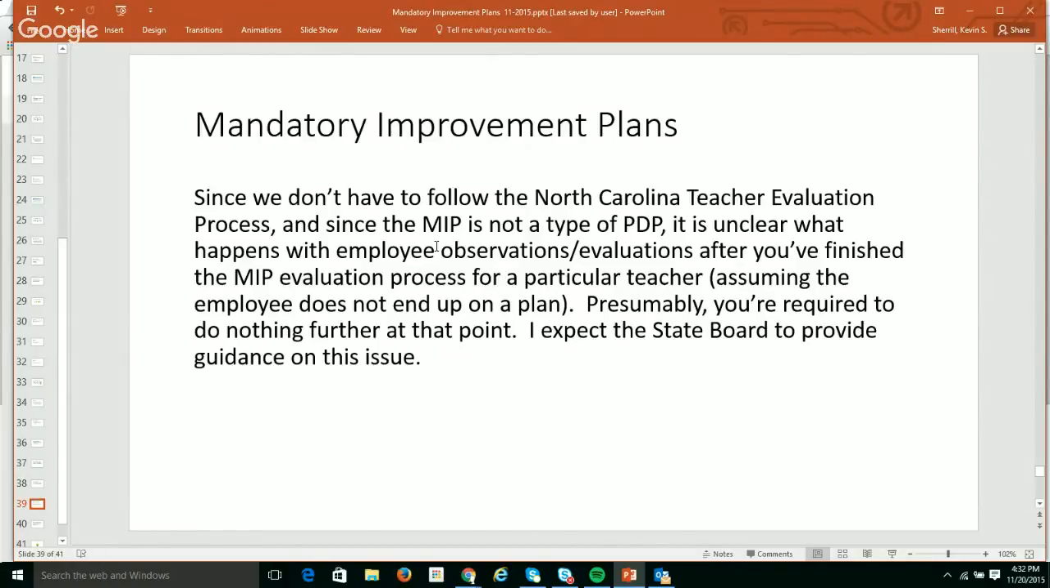That would be a mess because it means you have to start over with observations again and do another summative, and the system's not even going to let you do another summative. So I had that conversation with the state board's attorney today, and she said, oh, okay, well, that's good feedback. So we'll see what they do on that issue, but it won't work very well to do another summative all over again if you've already done one on an employee. So we're definitely going to need guidance on what happens with folks after you've done your MIP evaluation.